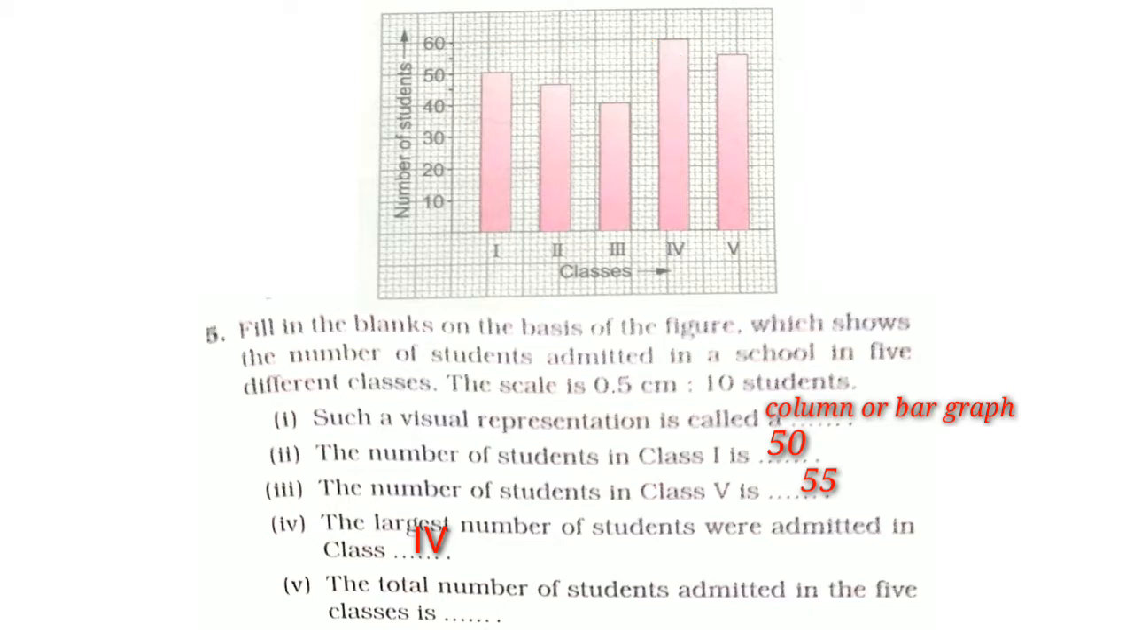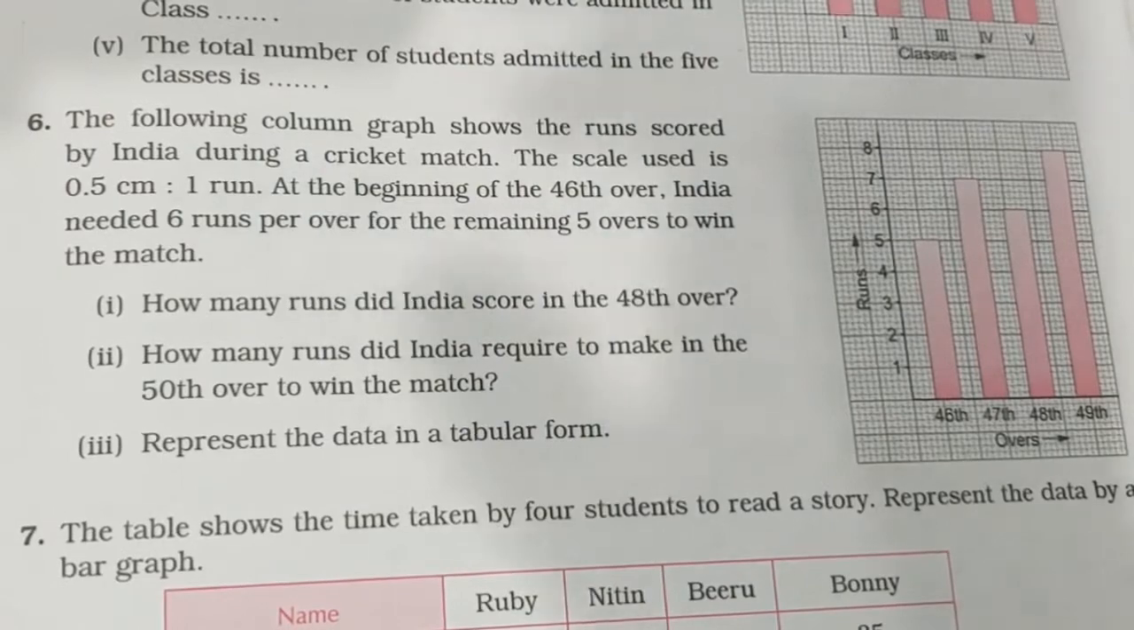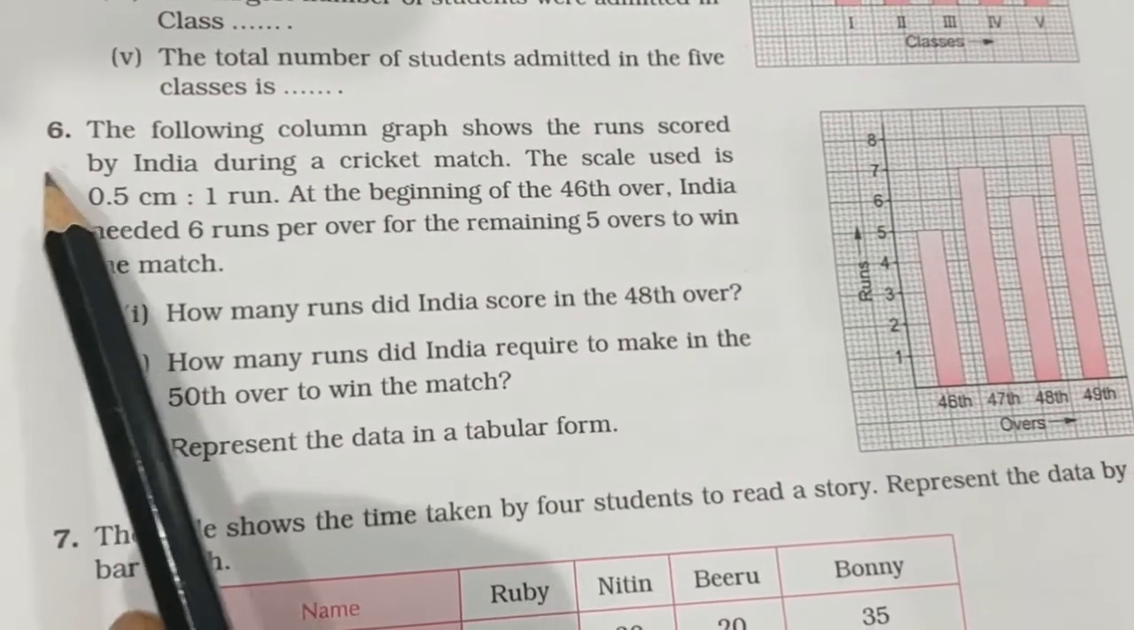The total number of students admitted in the 5 classes is the sum of 50 plus 45 plus 40 plus 60 plus 55, which equals 250. So the total number of admissions is 250. Clear? Now question 6. Children, let's do question number 6.